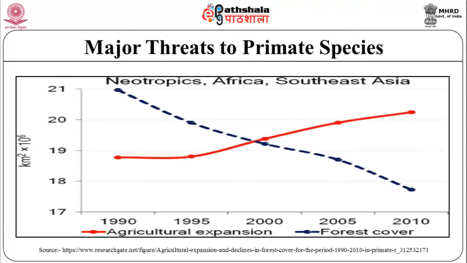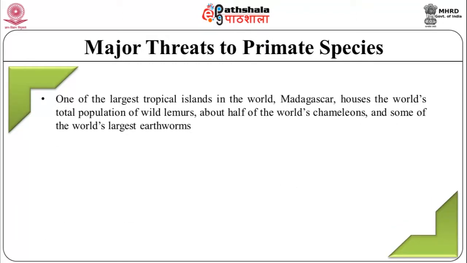This figure illustrates the agricultural expansion and decline in forest cover for the period 1990 to 2010 in primate range regions. One of the largest tropical islands in the world, Madagascar, houses the world's total population of wild lemurs, about half of the world's chameleons, and some of the world's largest earthworms.